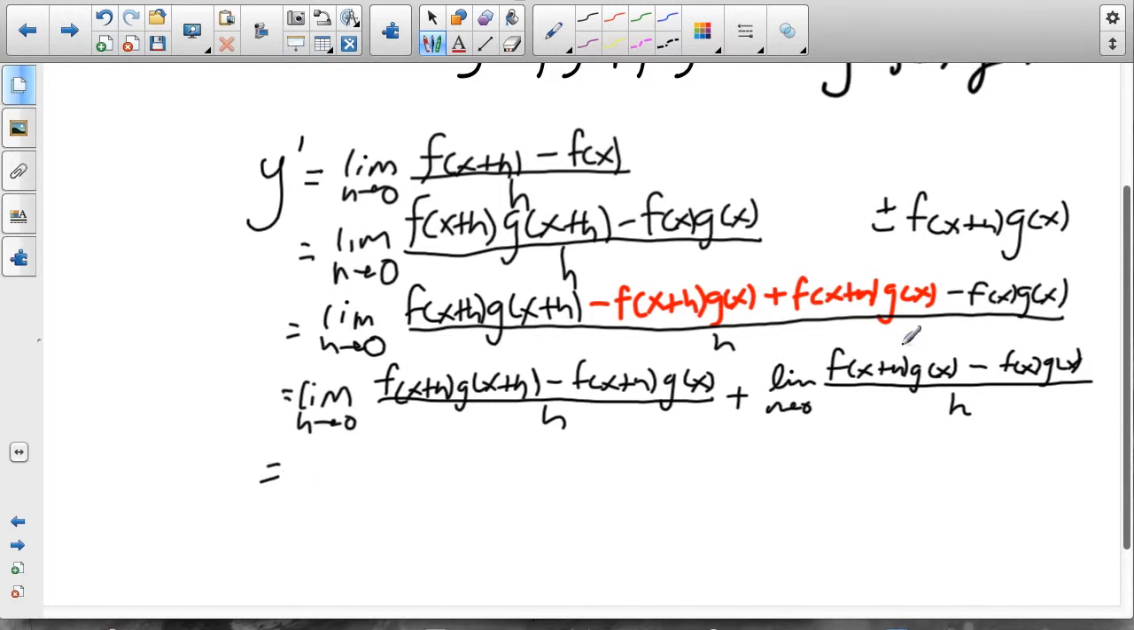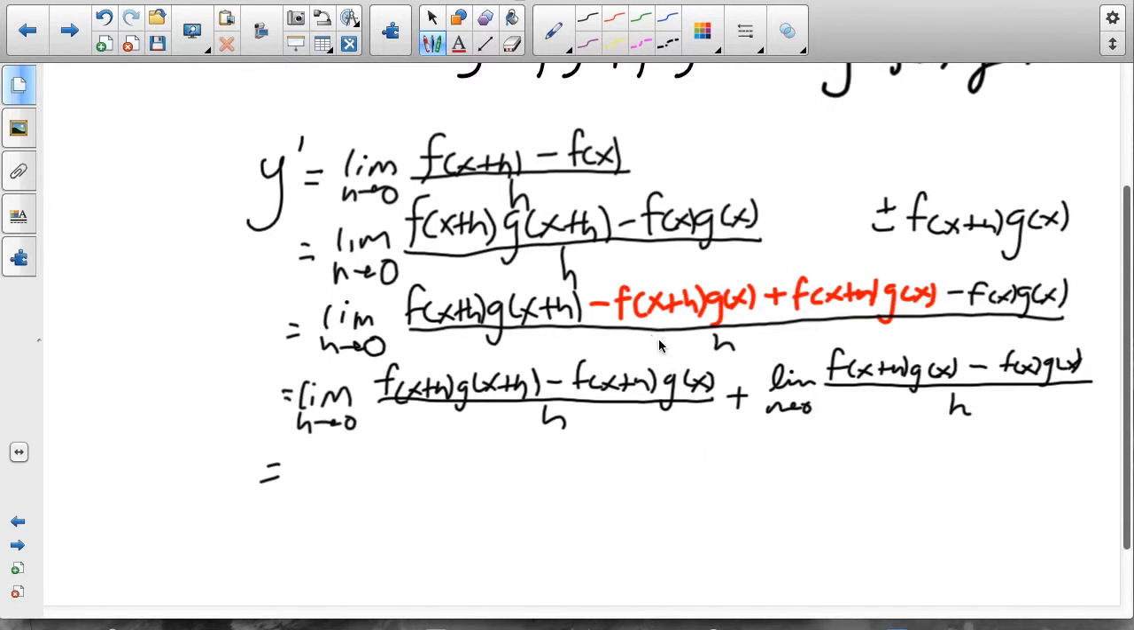Alright, so now my next step is to get two definitions of derivatives, in terms of f and in terms of g. If I look here, I have a common factor of x plus h in this term, so I'm going to take that out, and then I have a common factor of g of x in this term. What's left behind is g of x plus h minus g of x, and f of x plus h minus f of x. So that's what I'm shooting for: definitions of derivatives within them.